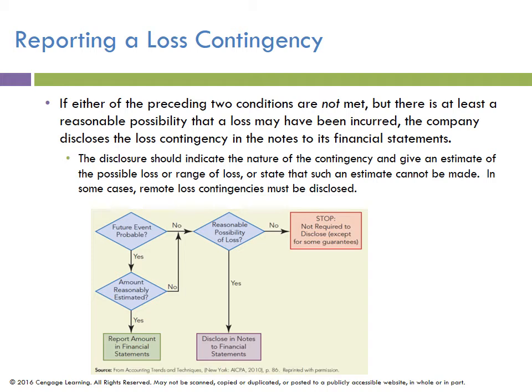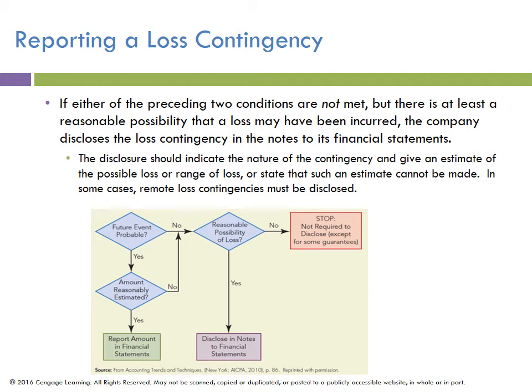This is a great flow chart. So future event probable, if the answer is yes, can you reasonably estimate it? If the answer is yes, report it directly into your financial statements. Make a journal entry for it. If the future event is not probable, or if you cannot reasonably estimate it, then you go to the next area.